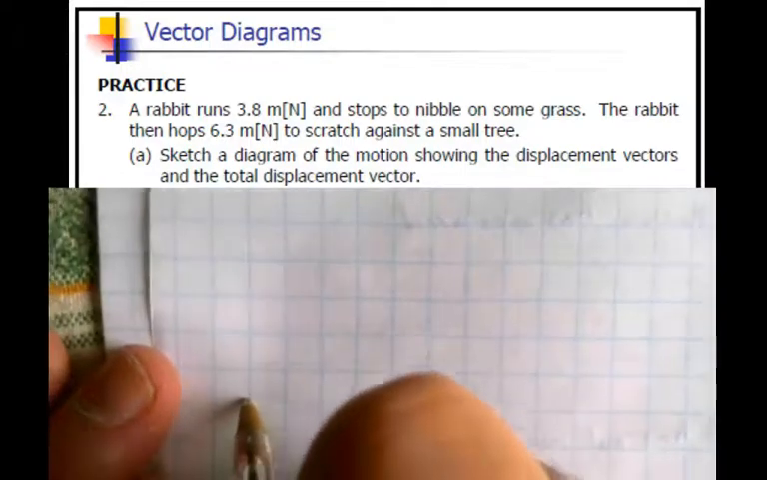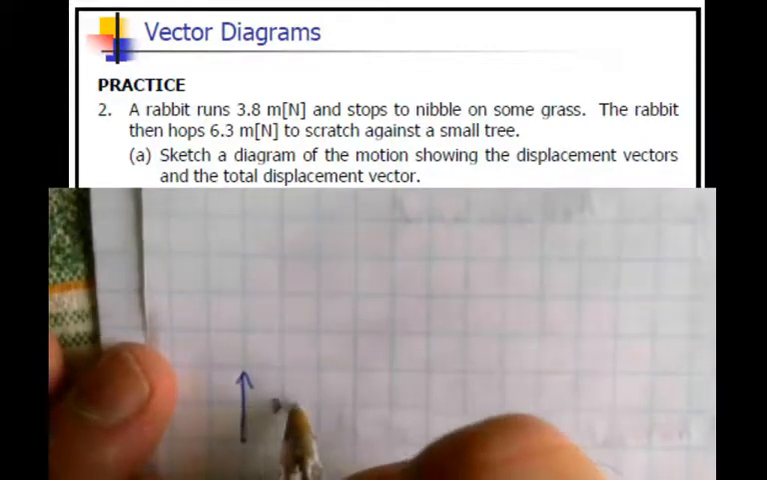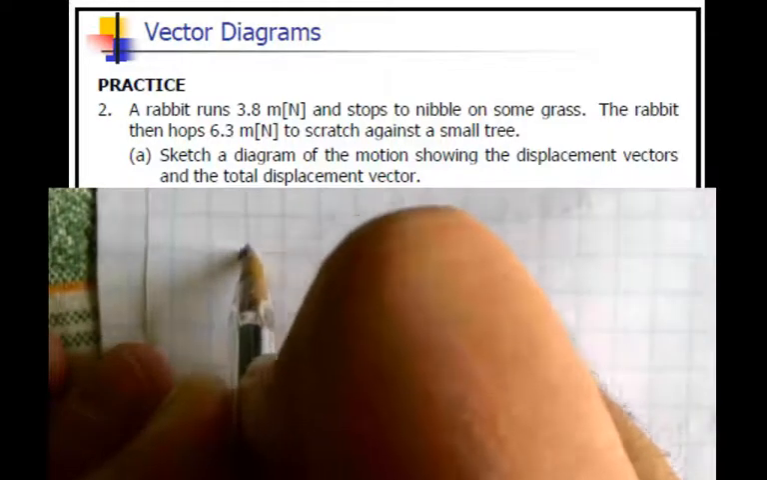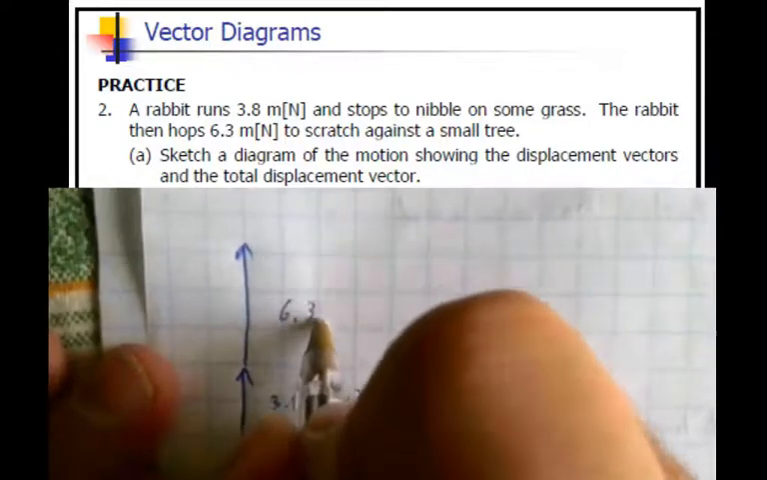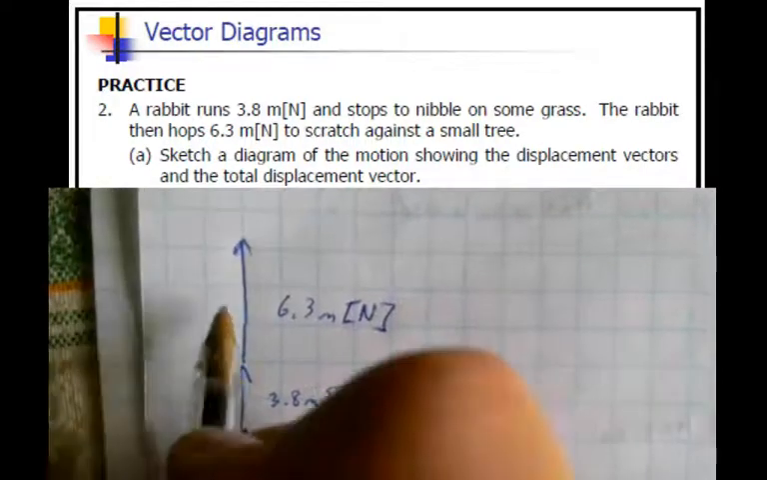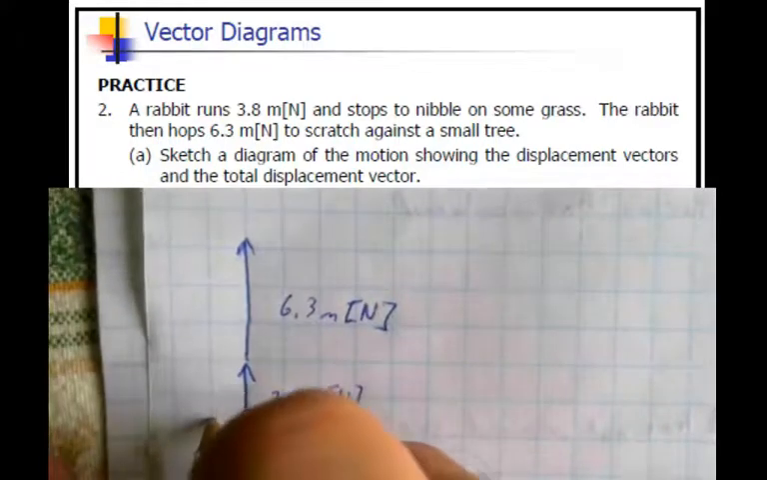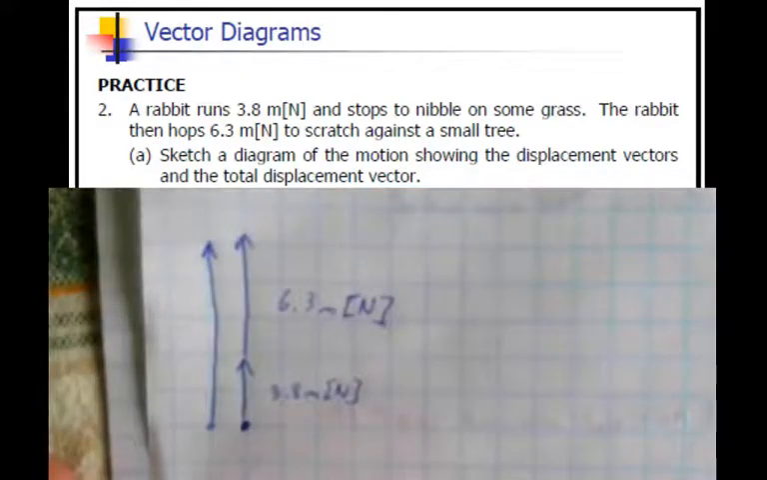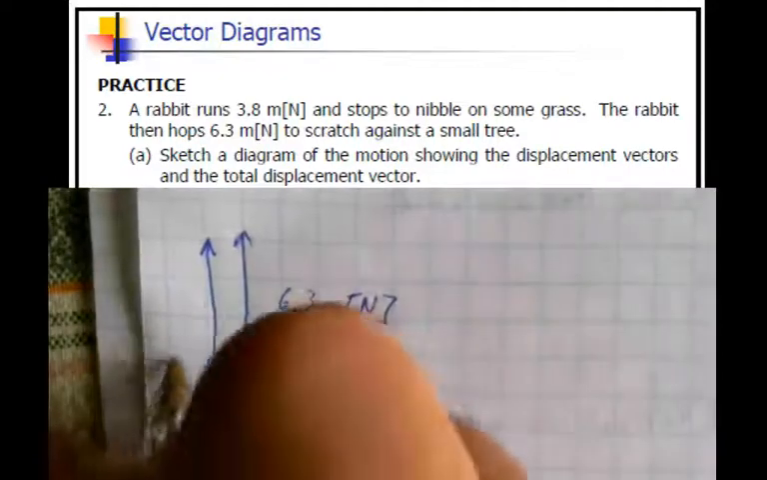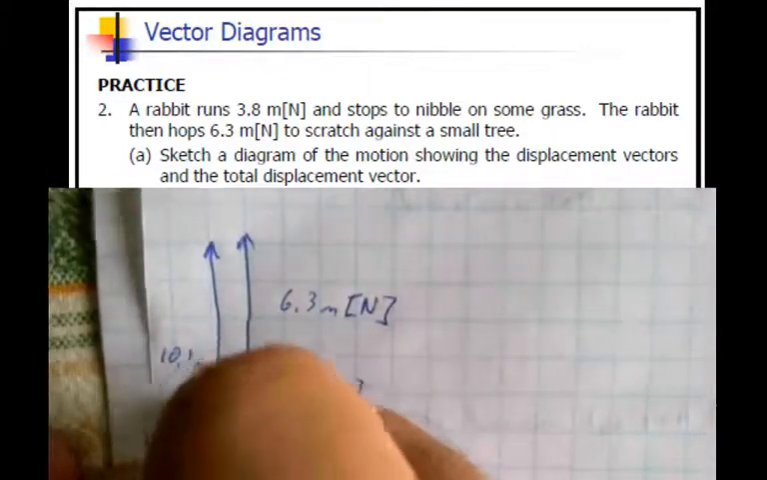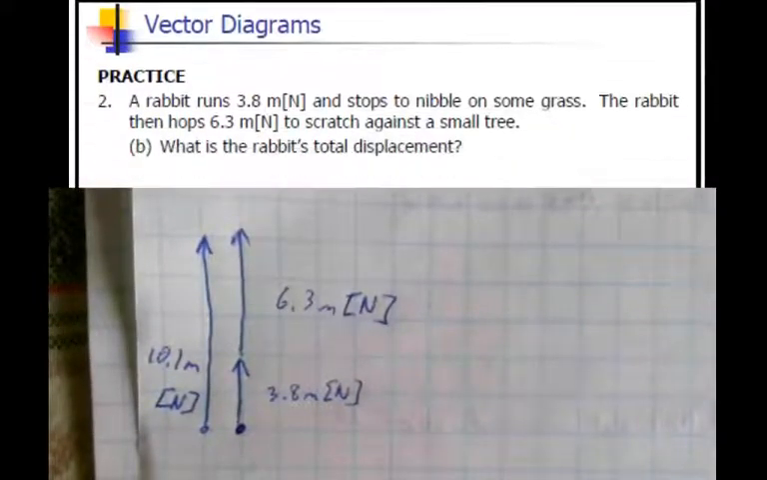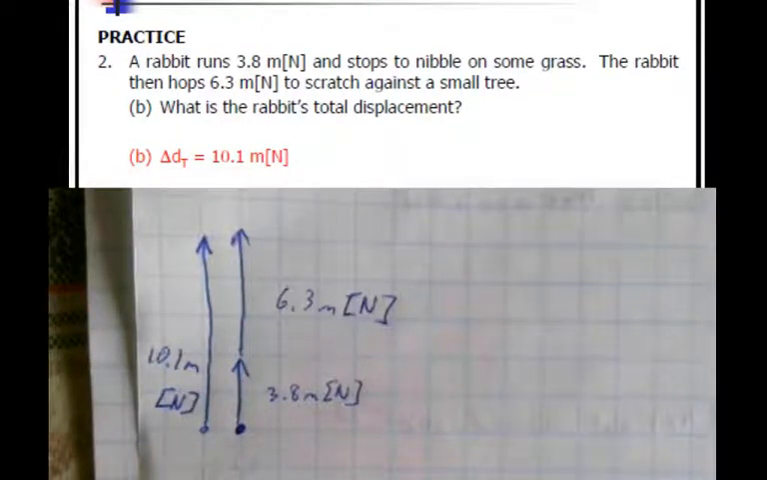Its first set of motion would be here, which would be 3.9 meters north. The second vector might be like this, and this is not to scale, 6.3 meters north. Its total displacement would be from here all the way up to there. I'll draw that vector on the side. And this total displacement vector would be the sum of the two, which would be, let's see, 10.2, I believe. 10.2 meters, and my displacement direction would be north. And when we're asked to calculate the displacement, we have 10.2 meters north.